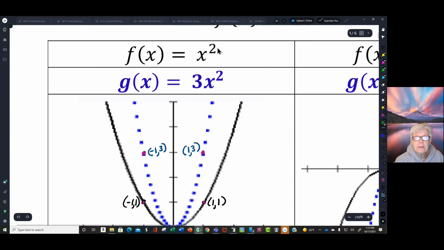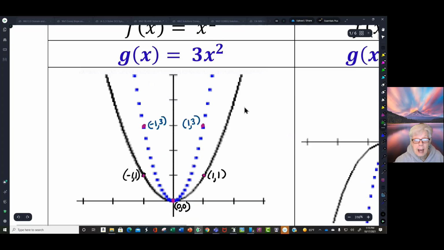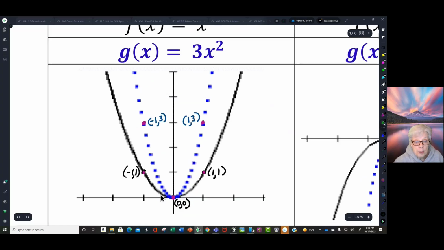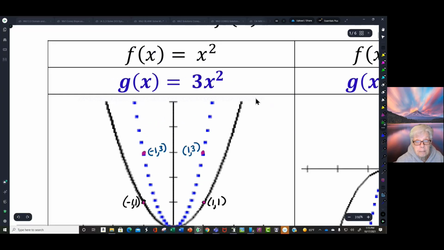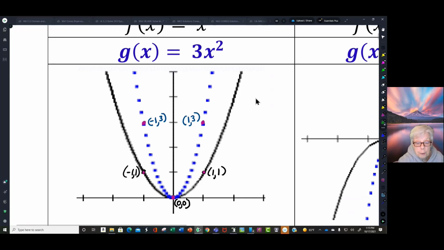Here's your basic function, f of x equals x squared. It's in black, and there's a picture of it. Notice that I changed the scale in order to make these graphs more visible to you and be able to differentiate them from each other. All right, so here's your basic graph, your basic function. Y equals x squared. There it is up there. And I chose a few points, 0, 0, 1, 1, negative 1, 1.